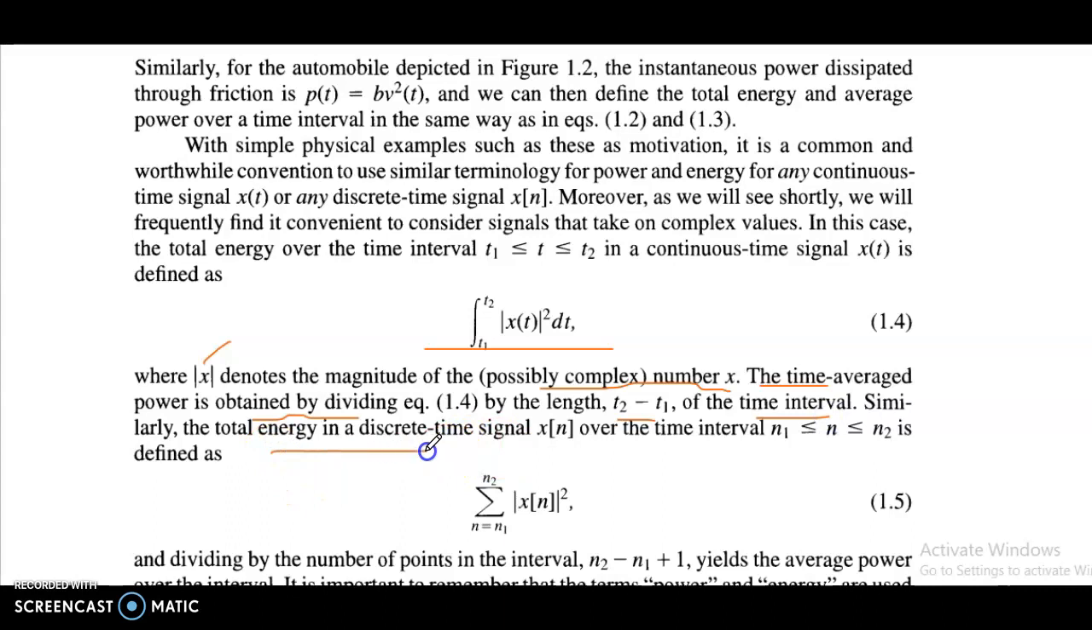Similarly, the total energy in a discrete time signal x of n over the time interval n1 less than or equal to n less than or equal to n2 is defined as the summation over n equals n1 to n2 of mod x of n, mod, whole squared.